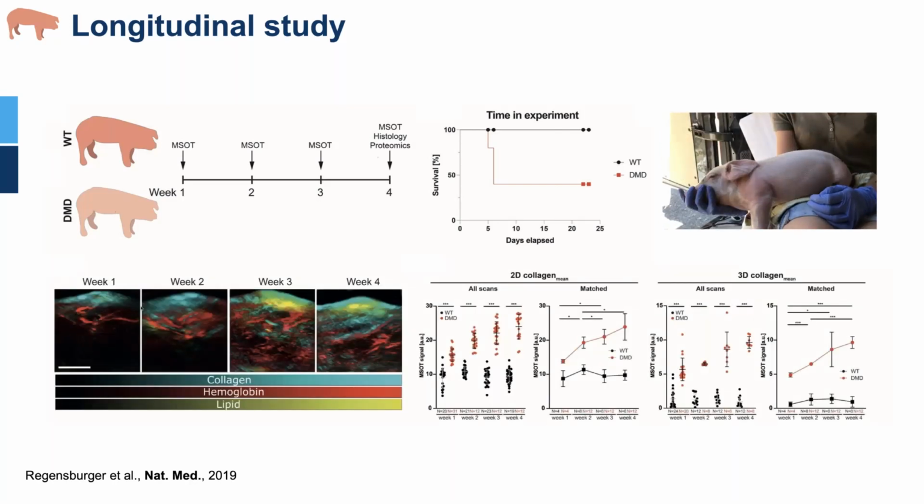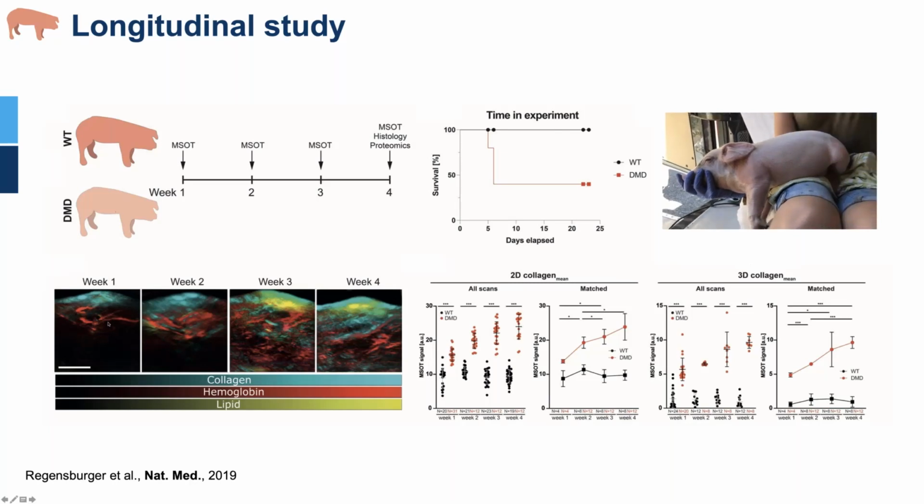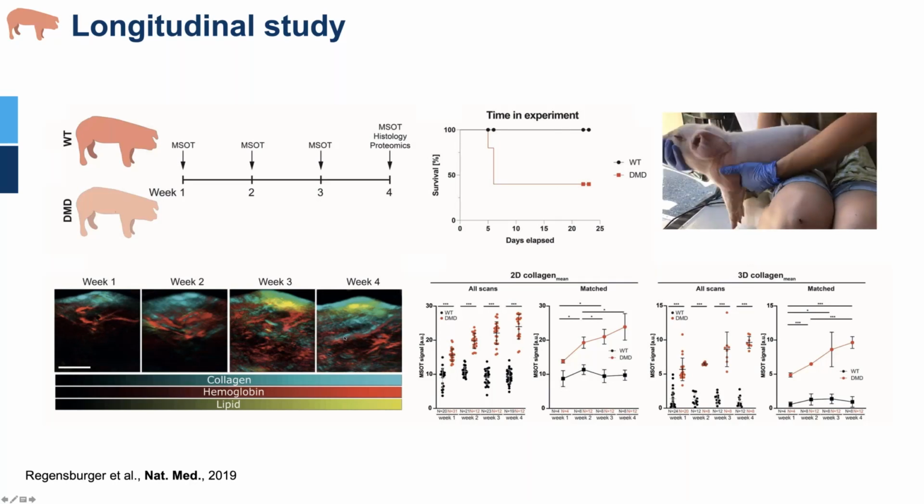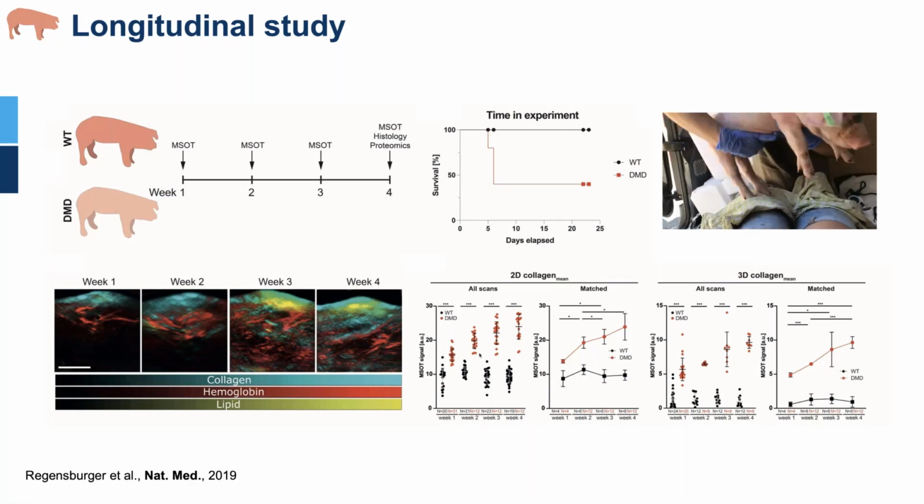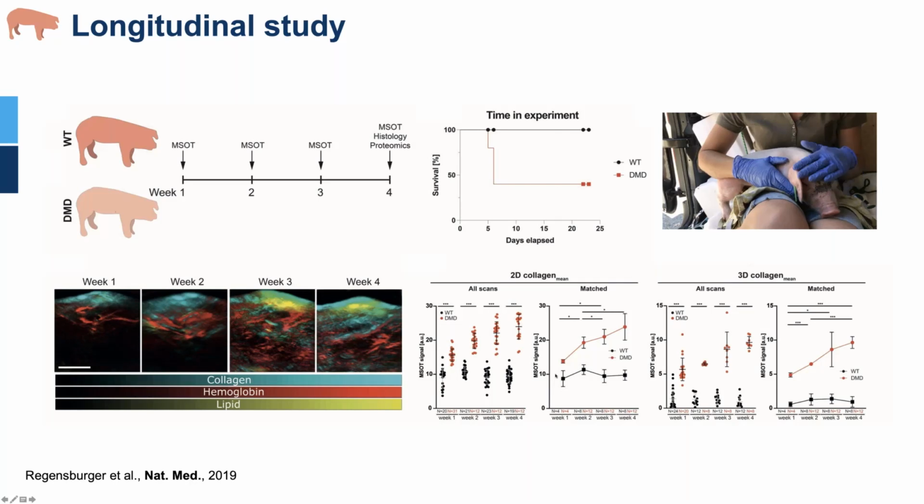But for an MSOT, which takes only seconds, it's totally possible to do it also without sedation in most cases. And you can see here over a course of 4 weeks, there's a growth of the muscle, but there's also huge growth of collagen signal in this muscle, which we then quantified. You can see an increase in these Duchenne pigs, but stable signals in wild types, which we interpret as meaning that we can at least see the progression of the disease, and maybe in the future it might become a tool to also monitor therapeutic intervention.